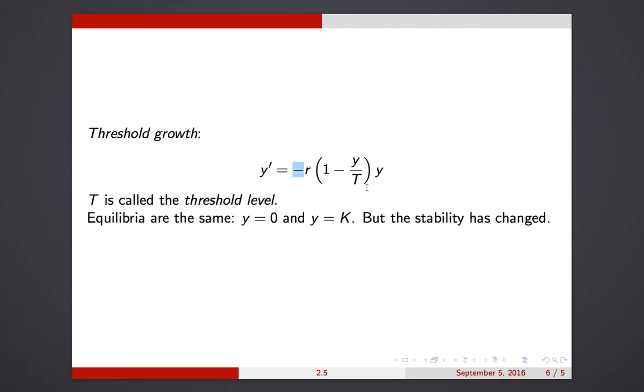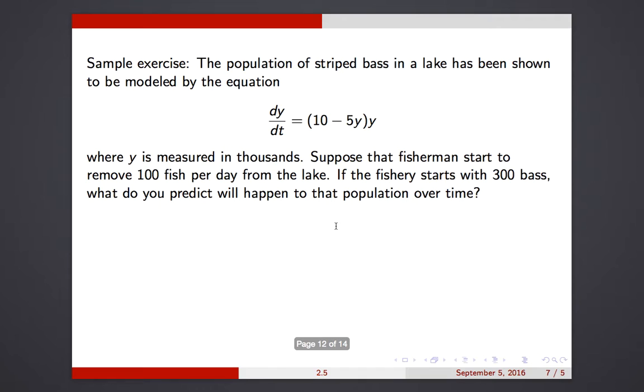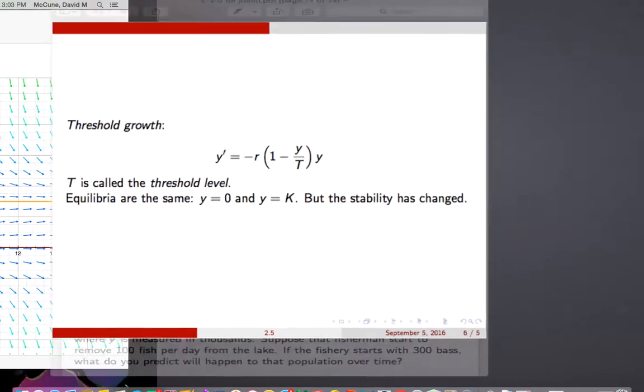Sorry. If you plug in a 0 here for y prime, notice that this should say a T. I forgot to change that. But in any case, the equilibria are found the same way: still y equals 0, still y equals T in this case. But what does change, the effect of slapping a negative there, is the stability.